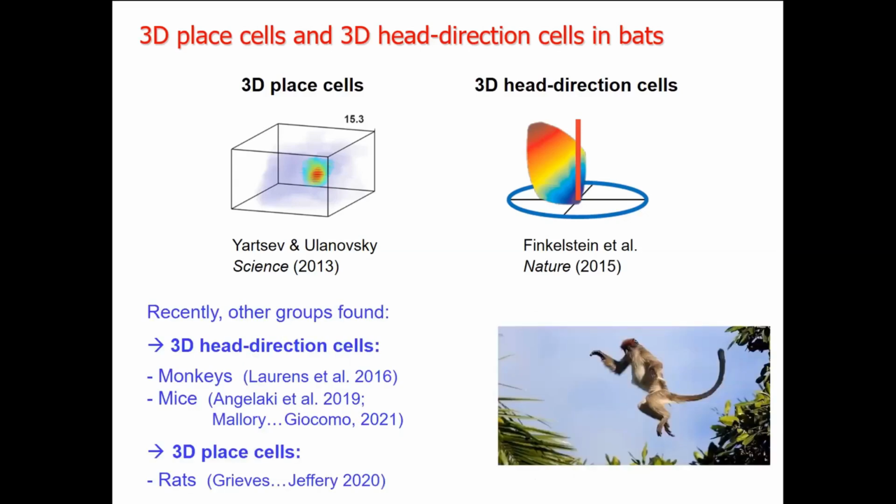And just to tell you that following these findings, several groups looked for 3D place cells and 3D head direction cells in other species, and they found them. So 3D head direction cells were found both in monkeys and in mice, and had very similar properties to the ones in bats. Monkeys, of course, are very much two-dimensional animals. Mice are also good climbers. Also 3D place cells were found with delimited place fields like here. So it seems to be a general thing in mammals, not just in bats, which is nice.